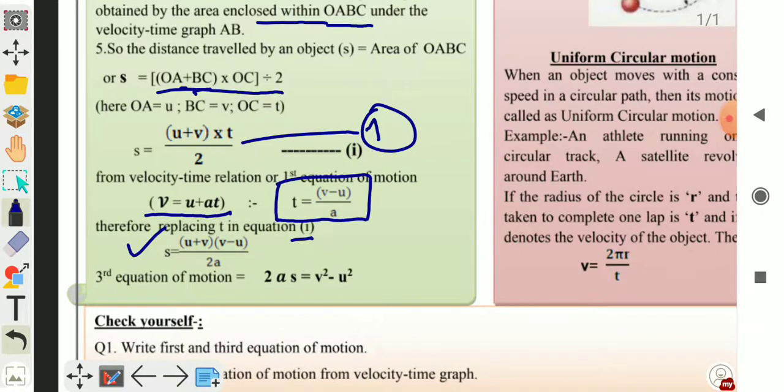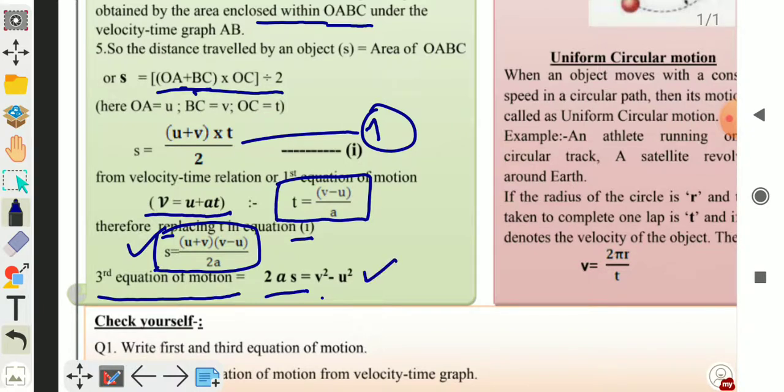From this equation we will get the third equation of motion, that is 2as equals v square minus u square. When we solve this equation, we will get the third equation of motion.